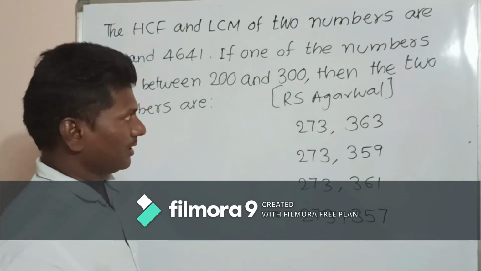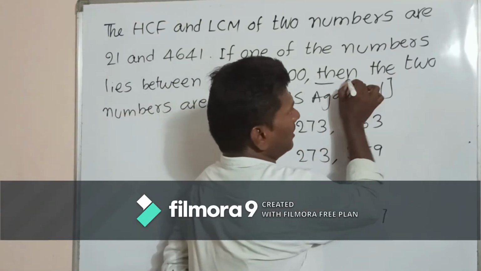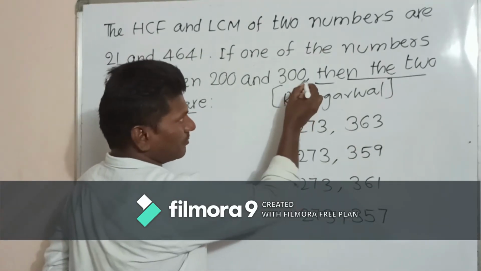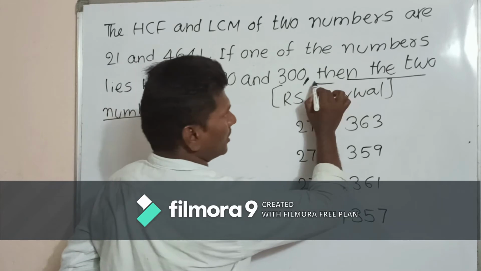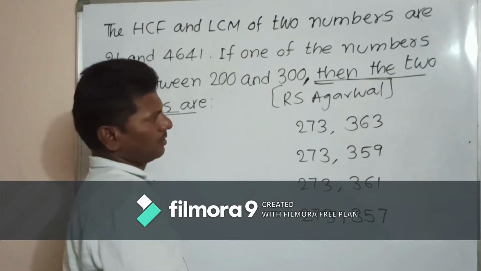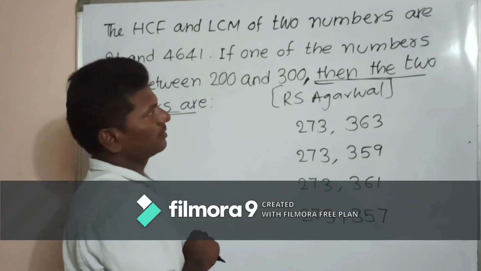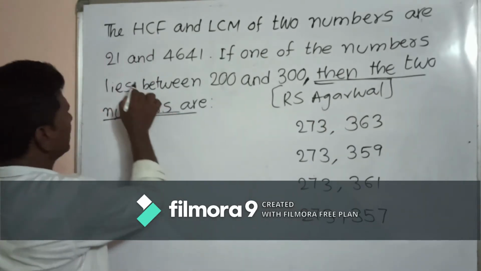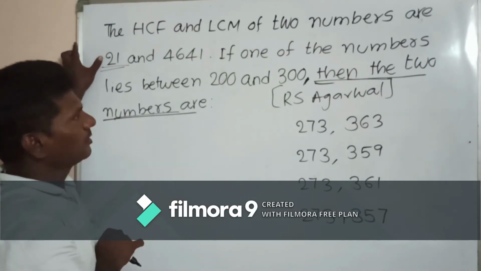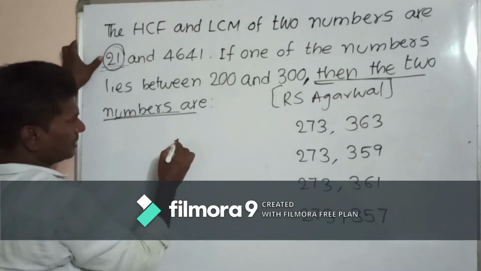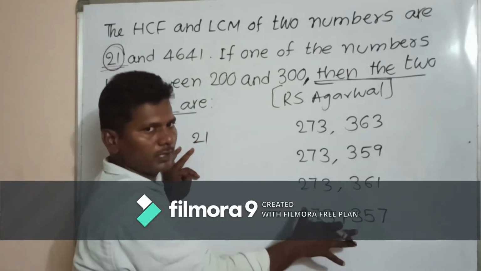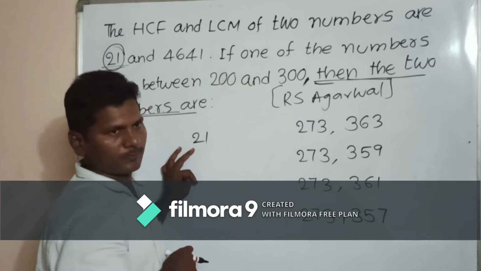I am reading the last line, that is, then the two numbers are. The question part starts after the comma. So the two numbers. To find the two numbers, we require only the HCF. If we know the HCF, we can get the numbers. Here the HCF is given as 21. That means the given two numbers must be divisible by 21.